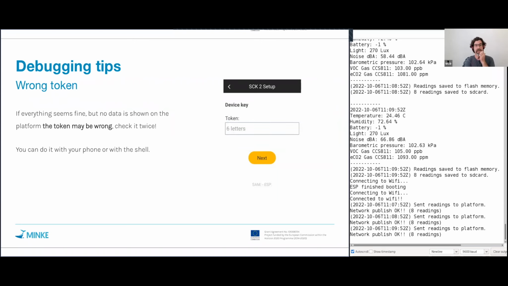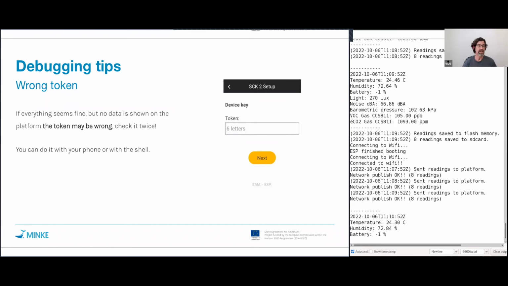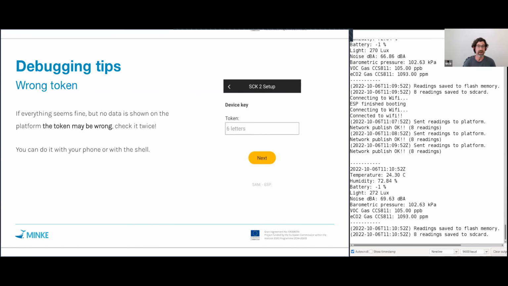This problem has its own slide because it's difficult to catch. If we type the token wrong when we input that token to the kit, everything seems to be okay because the kit thinks its token is correct. It gets data, it sends the data to the network, the data is received on the network, but the platform doesn't know who owns that data. So at the end, that data is lost. But the kit has no way to understand that the problem exists. So it will say everything is okay and everything seems to be nice, but when you go to the platform, there's no data there, okay?